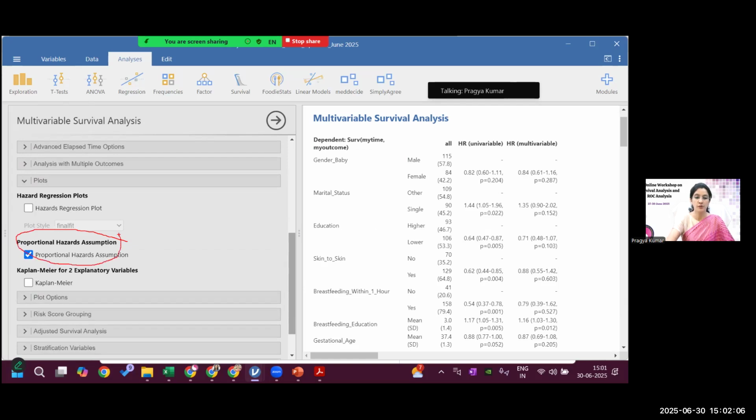Proportional hazard. They have added this new. In the workshop which we conducted in 2023, the third one on survival, this was not added in Jamovi. So we demonstrated it using SPSS, that is the log minus log curve. But now they have added it here in Jamovi.